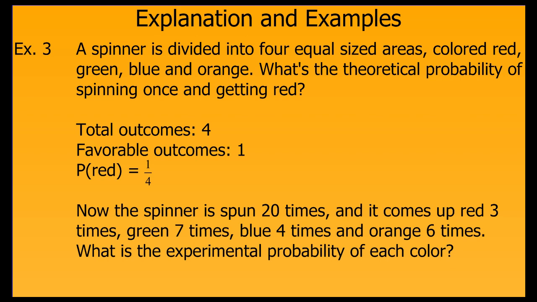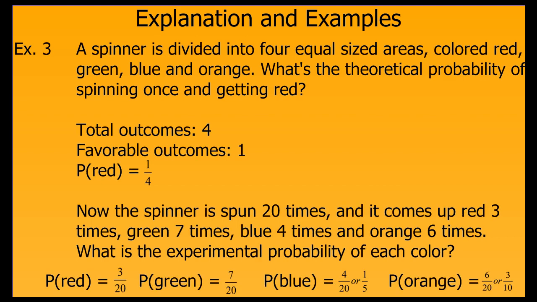Now say the spinner is actually spun 20 times and comes up red 3 times, green 7 times, blue 4 times, and orange 6 times. Now what's the experimental probability of each color? The probability of red would be 3/20. Probability of green is 7/20. Of blue is 4/20, or we could reduce that down to 1/5. And of orange is 6/20, or reduced down to 3/10.